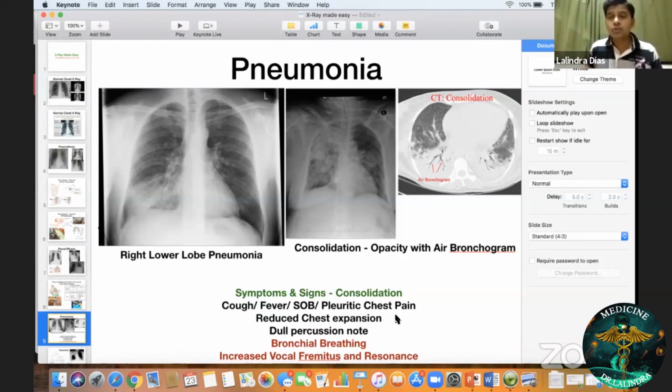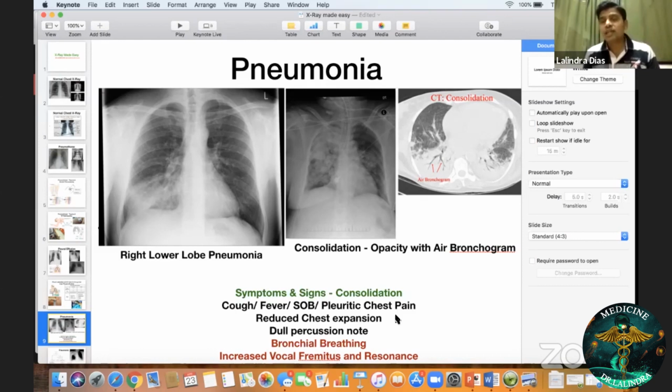Normal breath sounds are like that. But here, what is that? As if blowing into a tube, and that is called bronchial breathing. Bronchial breathing. So over a consolidation, you can hear a patch of bronchial breathing. Over the consolidation, you will hear bronchial breath sounds.